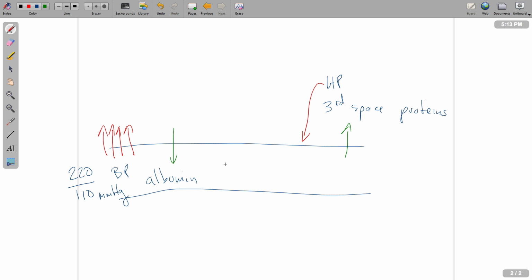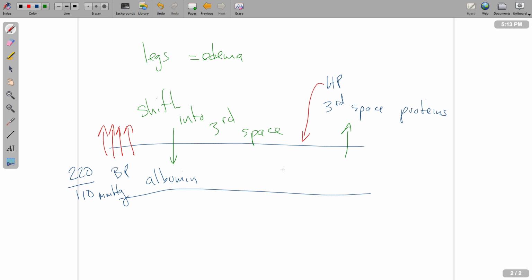But now if we look at this equation, what we'd find is the albumin stays the same. The third space proteins stay the same. Hydrostatic pressure stays the same. So the amount of fluid that we're pulling in was the same as in the previous slide. The amount of pressure that's pushing fluid back into the third space from hydrostatic pressure is the same. But now our blood pressure is causing an excess of fluid. So we have a shift of fluid, and that shift is into the third space. So when we have third space shifting, for example, in the legs, we see edema.